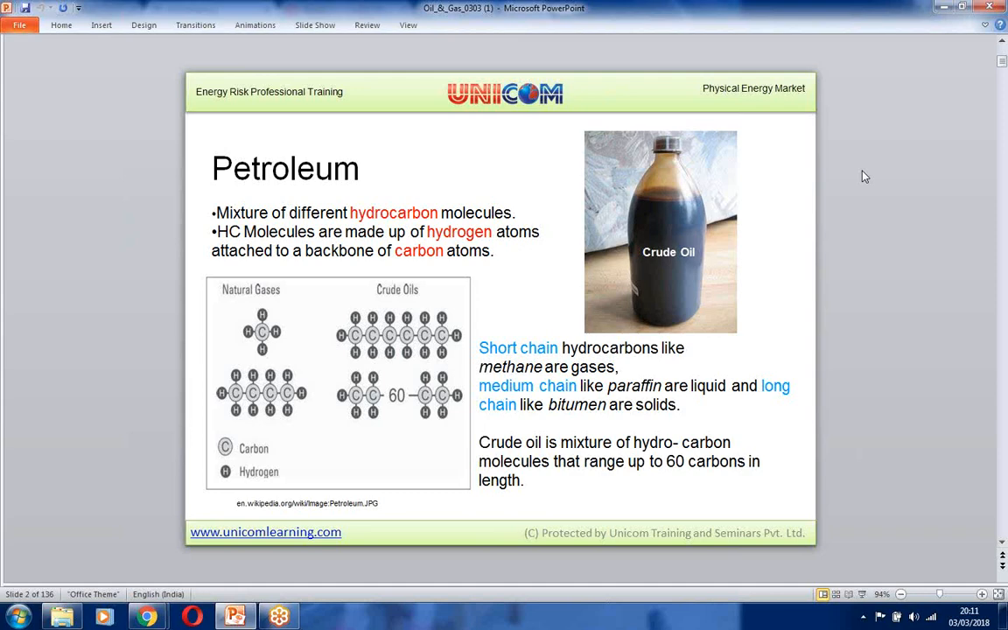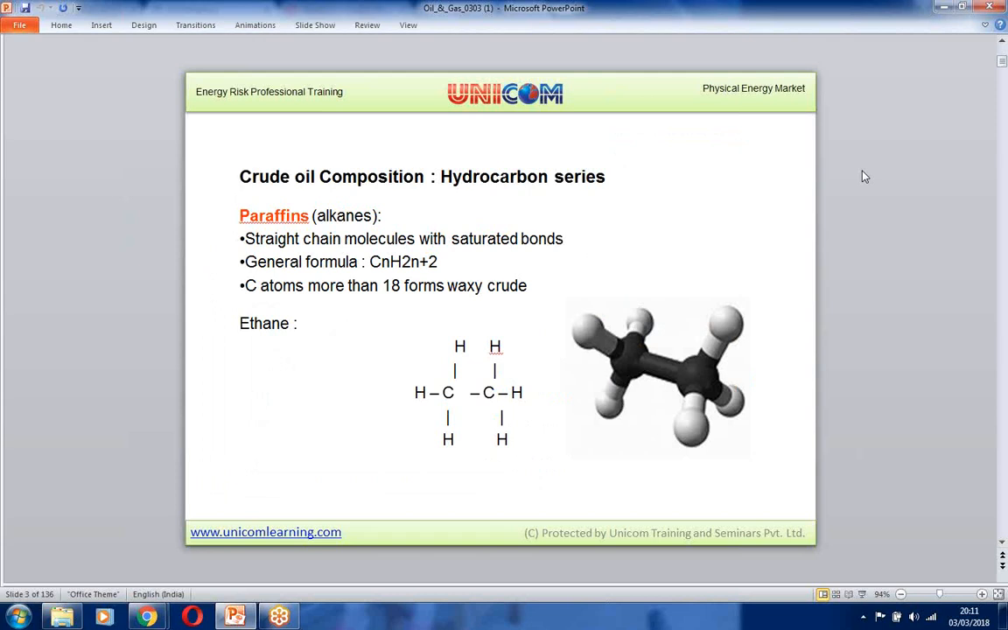Maximum length possible. Now, composition-wise, it includes the paraffins, which are the straight molecules with saturated bonds, the simplest form of hydrocarbons. The general formula is CnH2n+2. These are the primary straight chain, low carbon to hydrogen ratio molecules in crude oil.